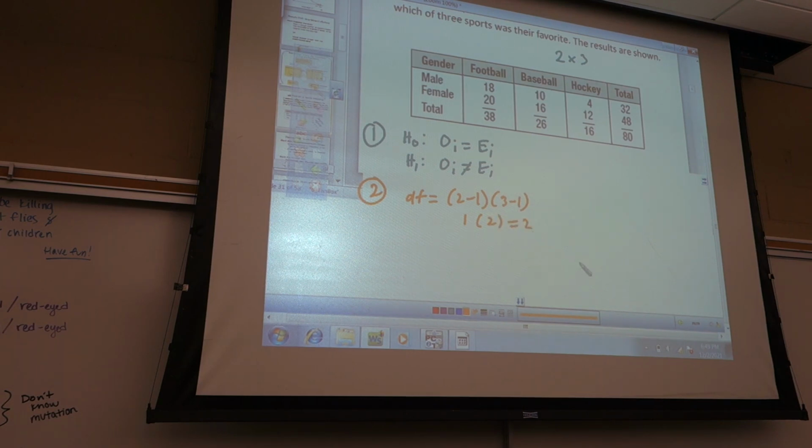But what am I finding here in step 2? Critical value. Great. So my alpha is, I think, 0.05? Yeah. So then what's my critical value? 5.991. Great. So then I'm going to draw a picture.